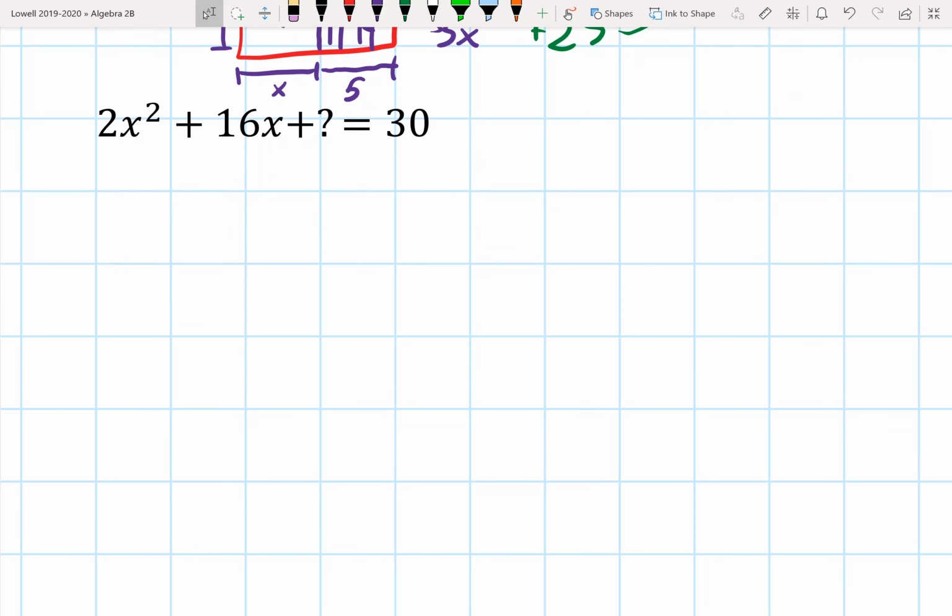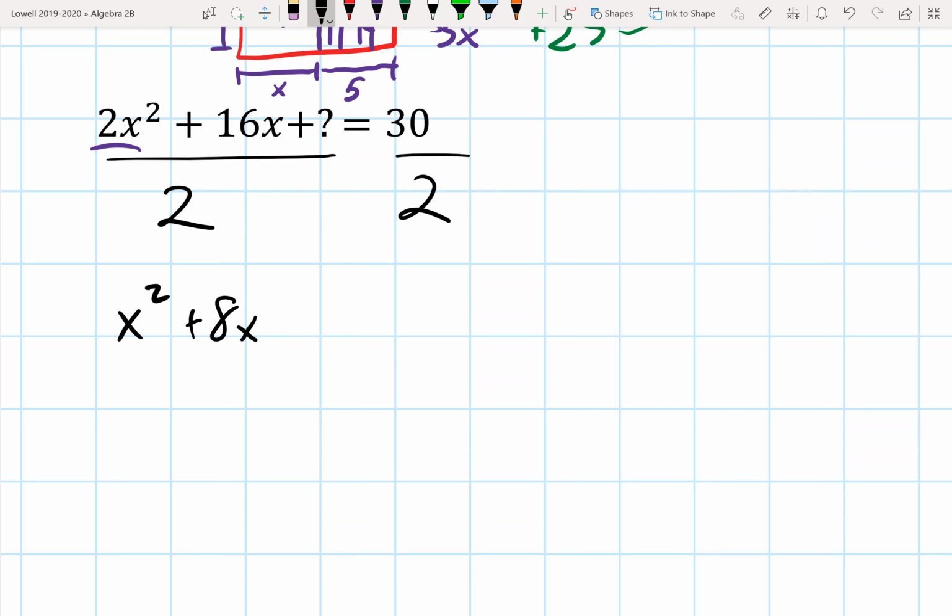Okay, but what if your x squared coefficient is not 1? In this case, it's 2. So my suggestion is pretty much always going to be to make it 1. And there's two ways you can think about it. Some people like to think of it as, well, you could divide everything by 2, so we could do that. And so I'll be left with, in this case, x squared plus 8x equals 15. And then you're still trying to figure out what goes in here again.